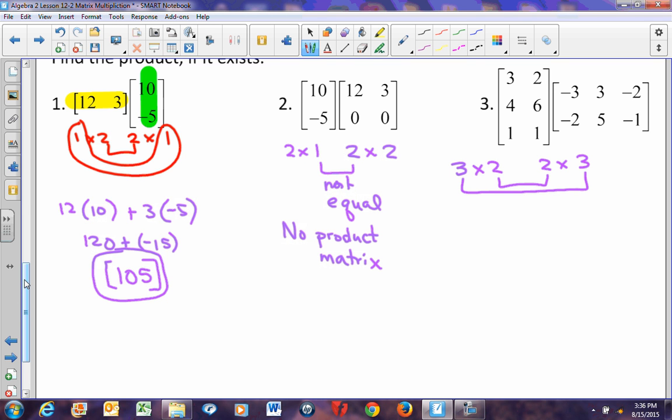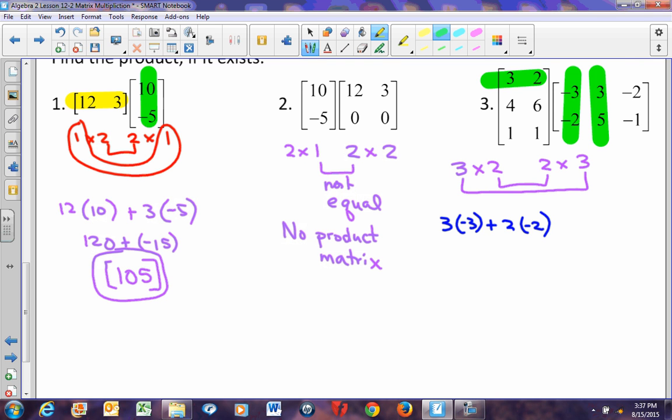So I'm just going to go down and multiply away. And remember, first row by first column. So it's going to be 3 times negative 3 plus 2 times negative 2. And that goes in that first position. Then we go to the second column, the same first row, and that's going to go in the middle because that's where its position is.